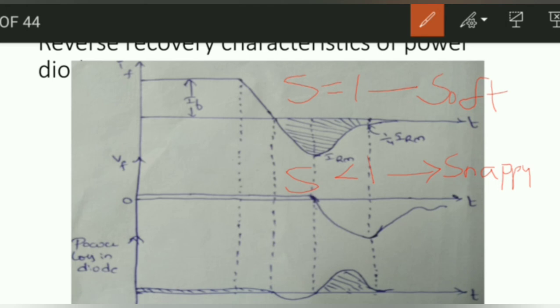What is meant by S factor? S factor is simply the ratio of TB to TA. What is meant by TB? TB is the time taken for the current to reach 1/4 of the IRM. What is meant by TA? TA is the time instant from the current going from 0 to the IRM.